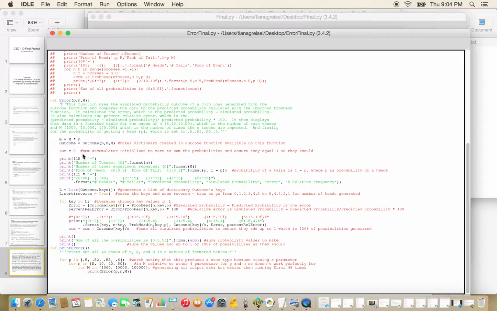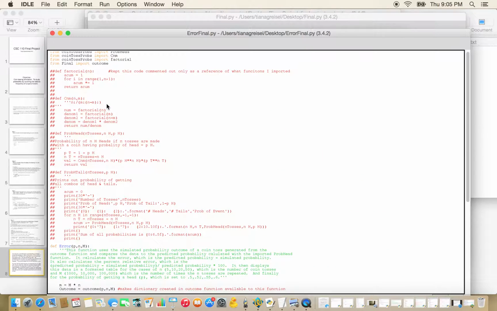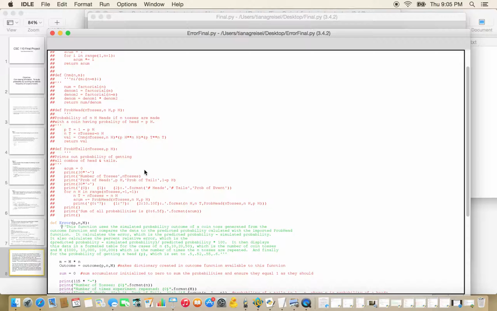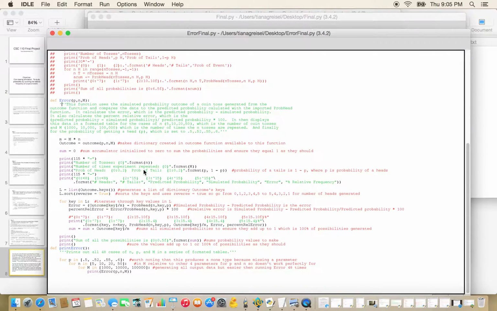I used that down here in my error. I kept the same formatting, and you can see that the error was calculated as the outcome of k over m, which, as you remember, is my simulated probability. That's my outcome for k, how many times I got heads, over the total number of occurrences, minus the predicted probability, which uses these mathematical equations that I imported. I just kept it here, commented out, so that you can see. That will be my error: the simulated probability minus the predicted probability.